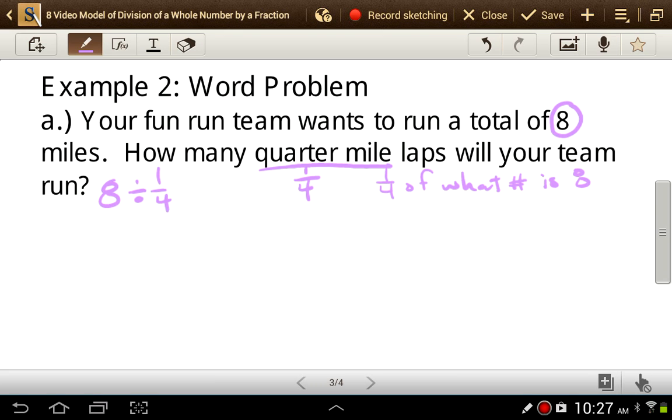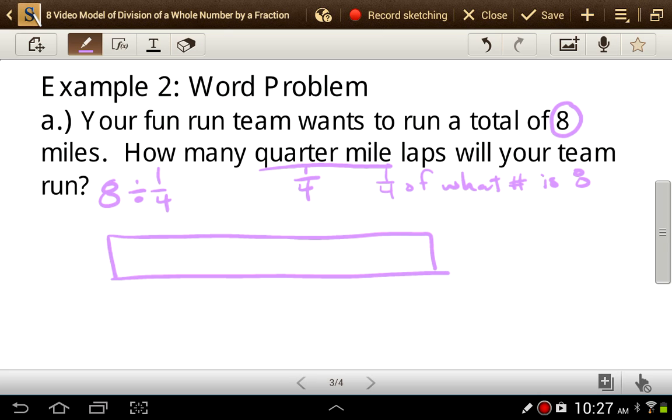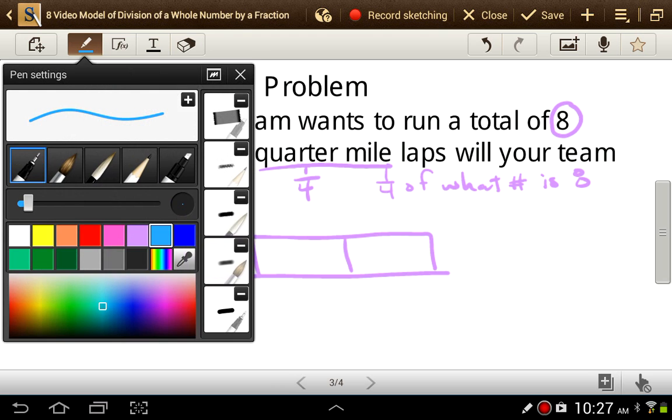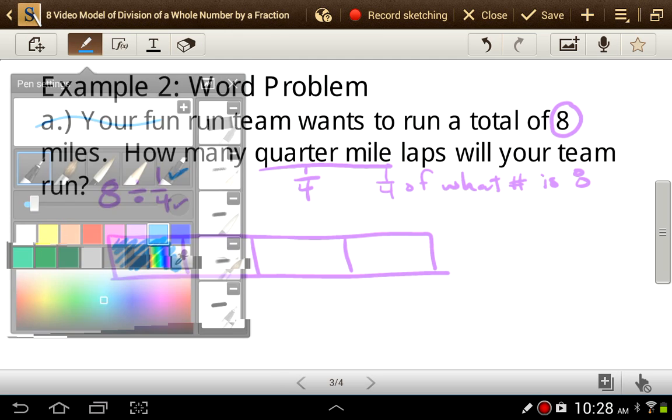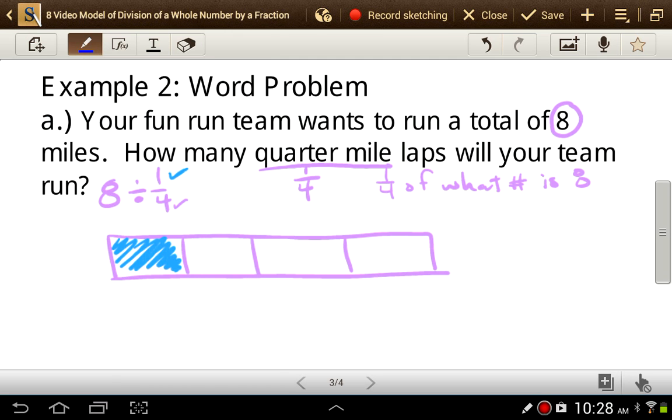Okay, so I'm going to model that using my tape diagram again. So I'm going to draw it out. Start with my purple. My denominator, my 4, tells me how many sections. 1, 2, 3, 4 sections. Okay, I'm going to switch colors now. We're going to shade in 1 section because that's how many I have, 1/4. So I'm going to shade in 1 of my 4 sections. So there's my 1/4.